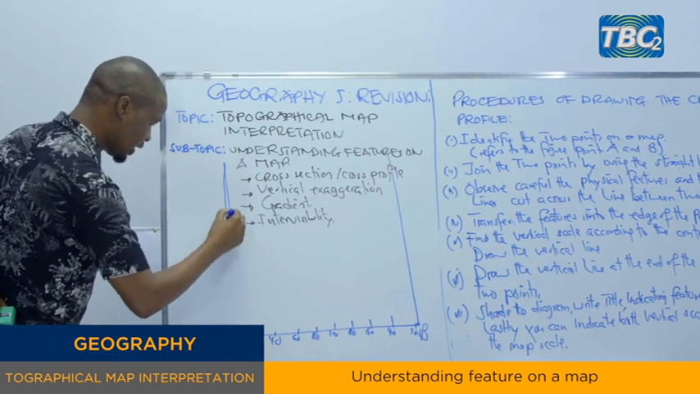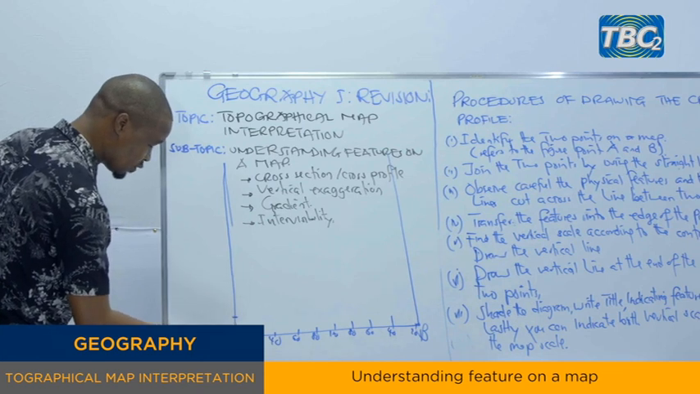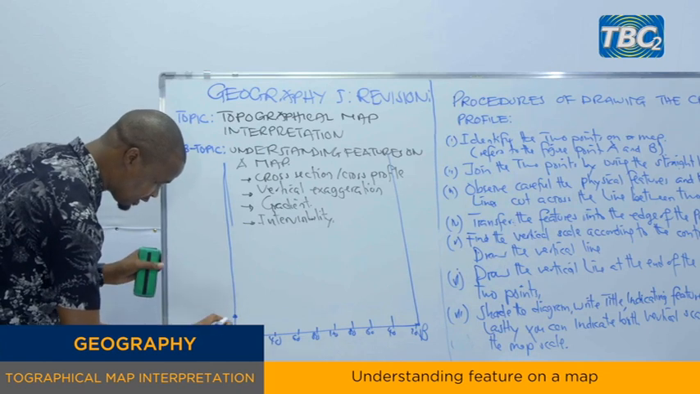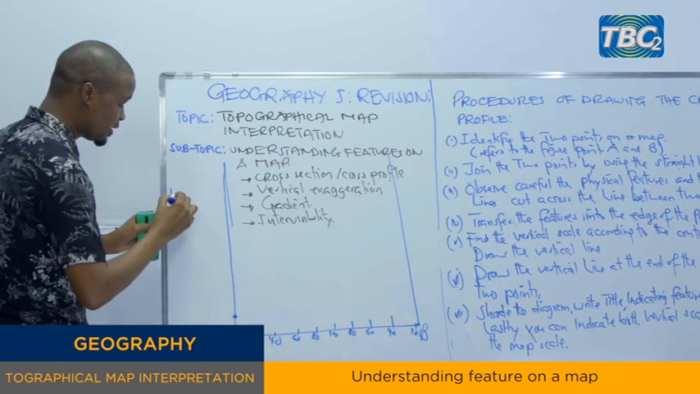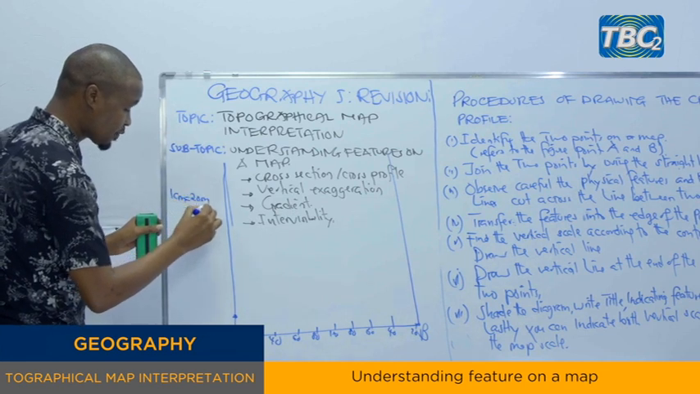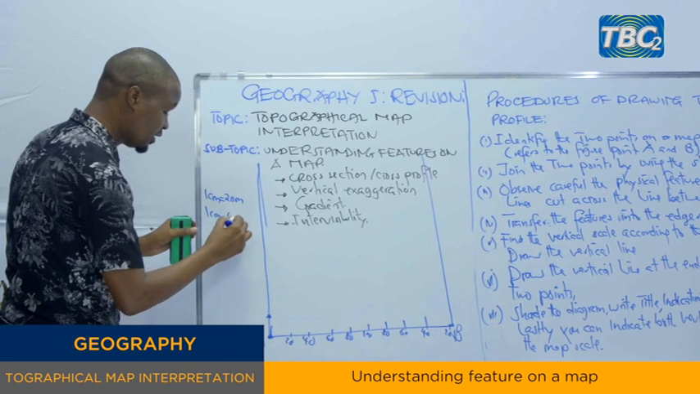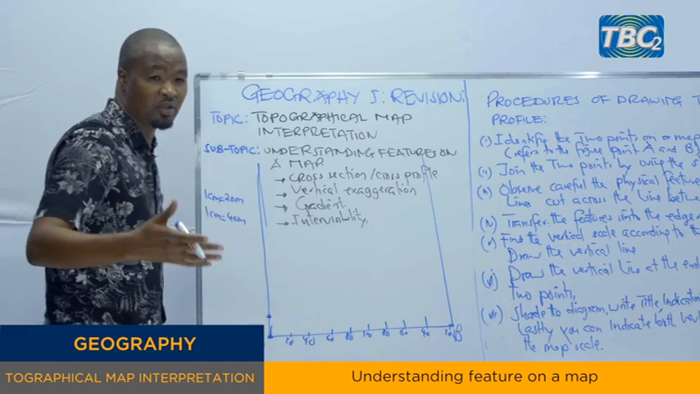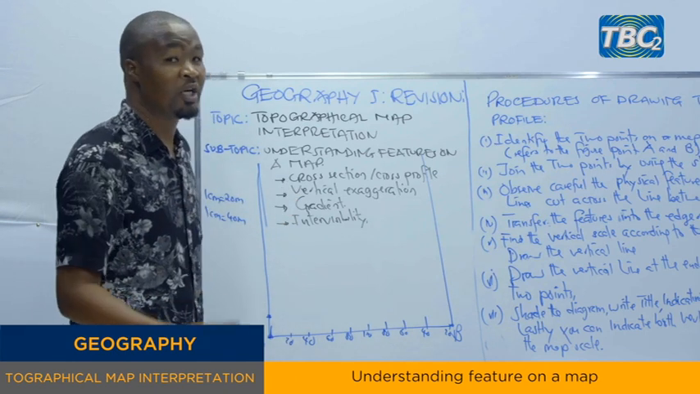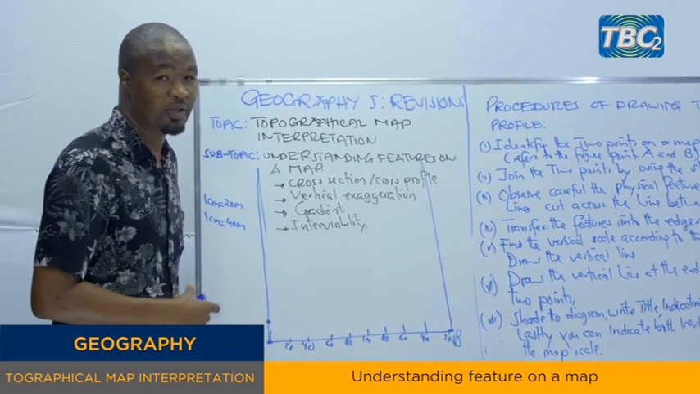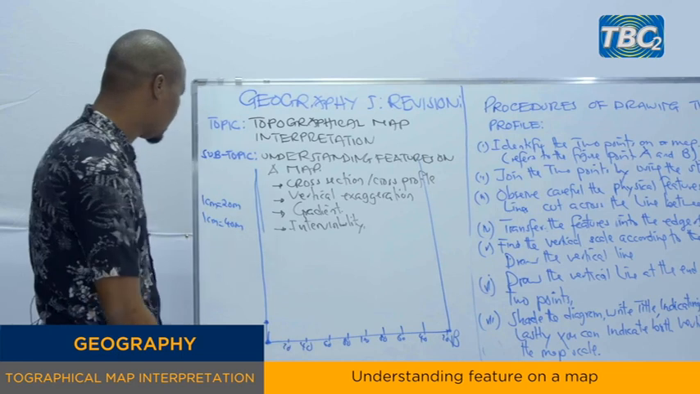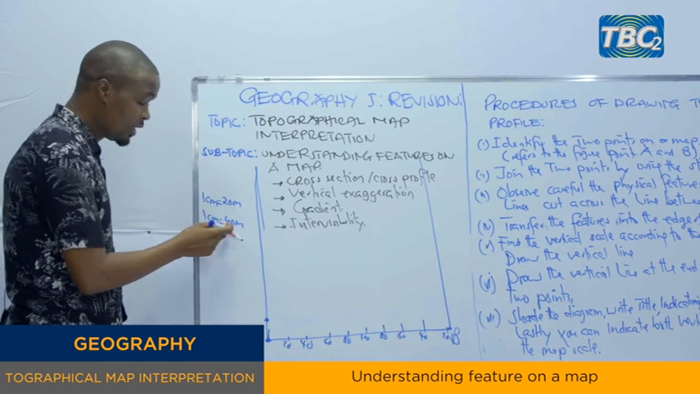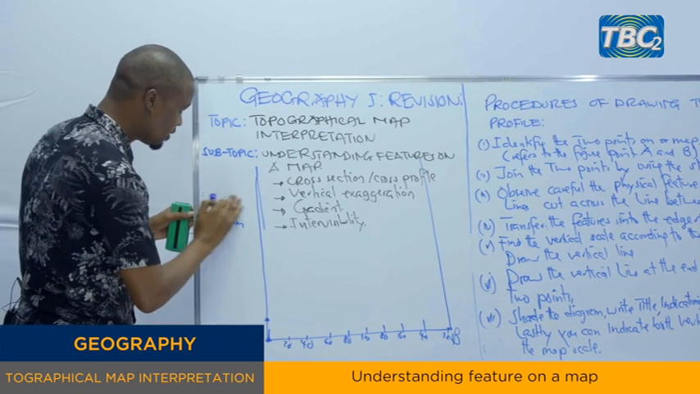I have already chosen my vertical scale. Let's say I have used 1 centimeter. It means from this point to this point is 1 centimeter. Remember, I said one may say 1 centimeter is equal to 20 meters, or another may use 1 centimeter is equal to 40 meters. It may differ according to the way students choose the vertical scale depending on the contour interval. So let's say we use 1 centimeter to represent 20 meters.